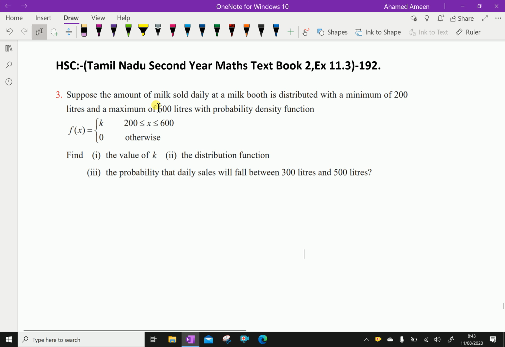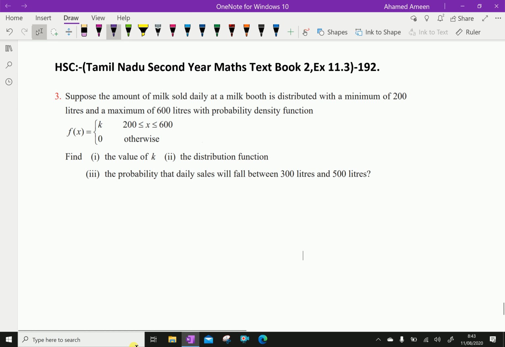Suppose the amount of milk sold daily at a milk booth is distributed with a minimum of 200 liters and a maximum of 600 liters, with probability density function f of x equal to k when 200 is less than or equal to x and less than or equal to 600, and f of x equals 0 otherwise. Find the value of k, the distribution function, and the probability that daily sales will fall between 300 liters and 500 liters.